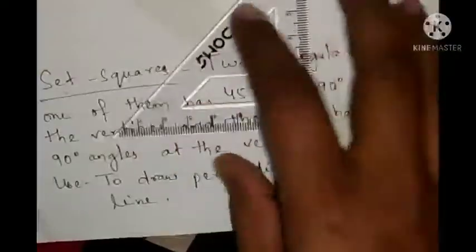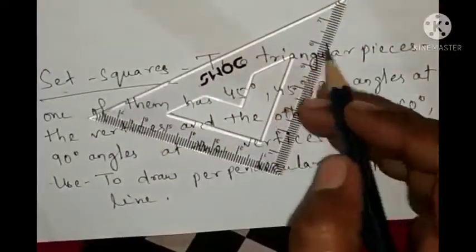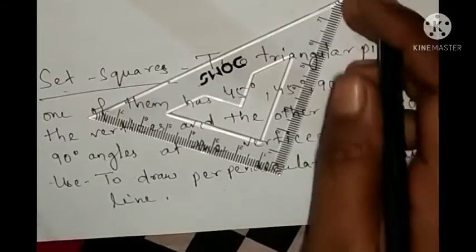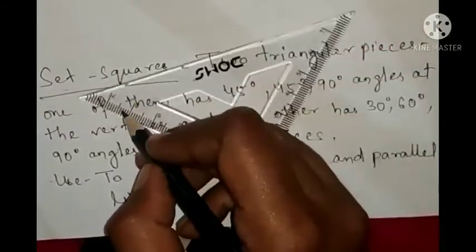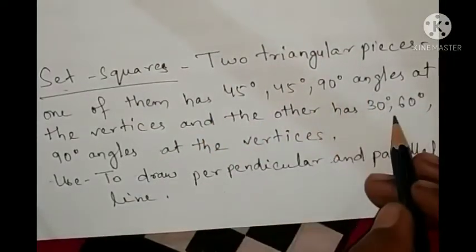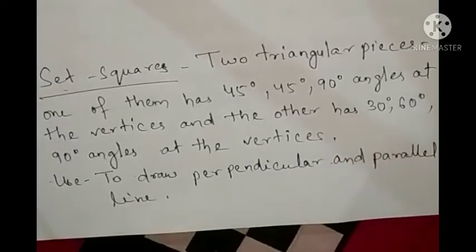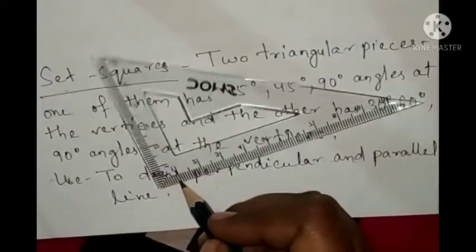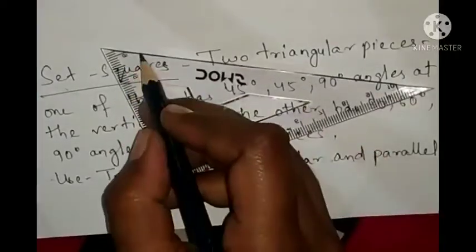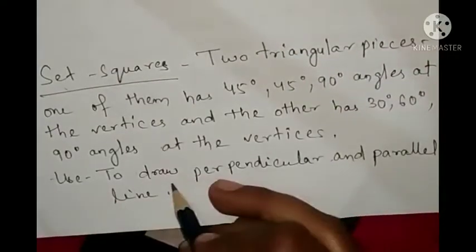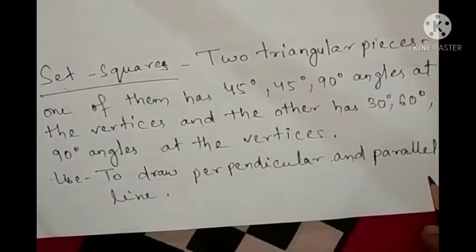Okay, so this one has what? This is one triangular piece. Here it is 90 degree, then here 45 degree, 45 degree, and the other has 30 degree, 60 degree and 90 degree at the vertices. Other one is what? This bigger one, here this is 90 degree and one is 60 degree, another one is 30 degree. It is used to draw perpendicular and parallel lines. We can easily draw perpendicular and parallel lines.